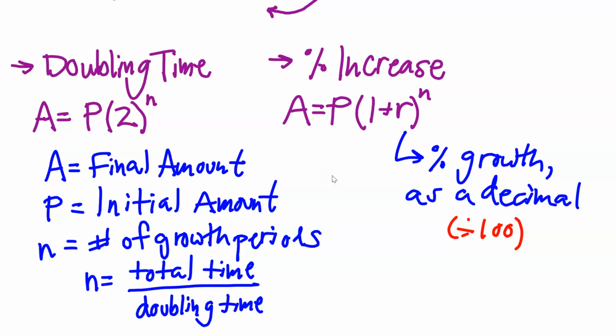The other one was percent increase, where the equation is A is equal to P times 1 plus r, to the power of n. It's plus in this one because we are increasing. The A, the P, and the n are the same as over here, but the r is the rate at which it grows. It's always the percentage from the question, and it's always written as a decimal. To put a percentage as a decimal, we divide by 100. So doubling time and percent increase are the two types of applications for exponential growth.